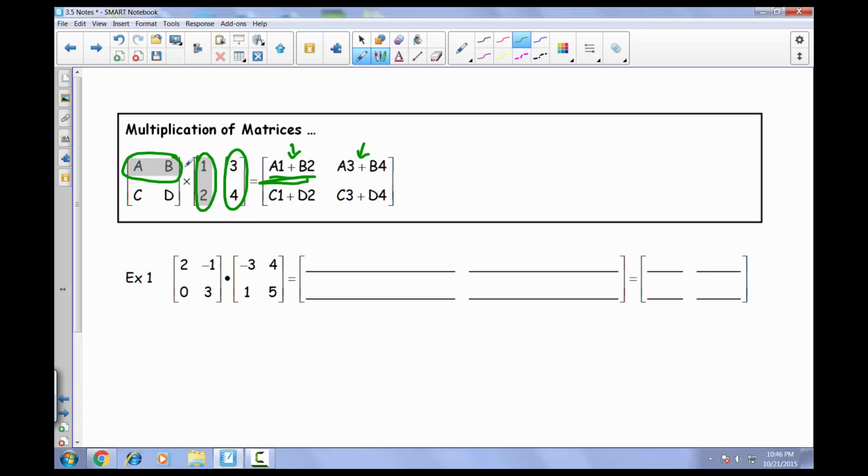Now that you've basically used up this first row as much as possible, there are no other columns in the second matrix, so we are forced to move on to the next row. Then you just repeat the exact same process. So C times 1, there he is, plus our second element times our second element, D times 2. Then we still use our second row, and move on to our next column. So C times 3 plus D times 4.